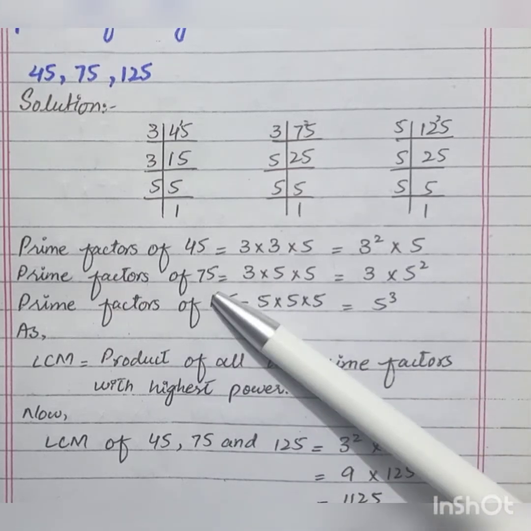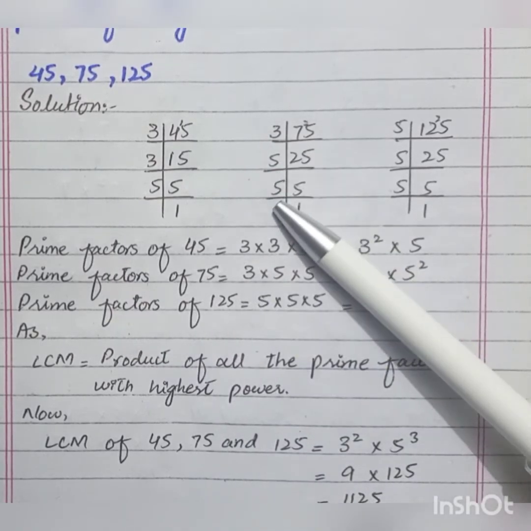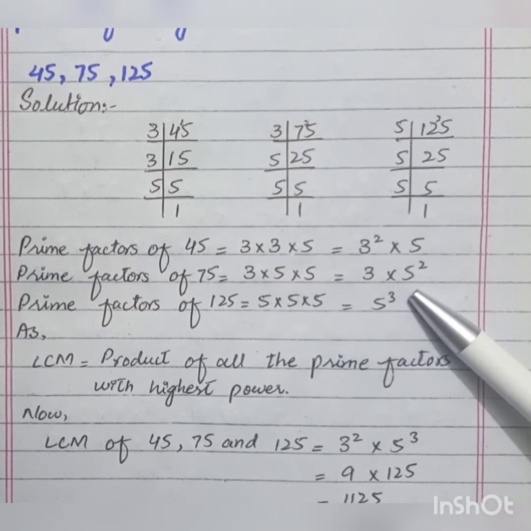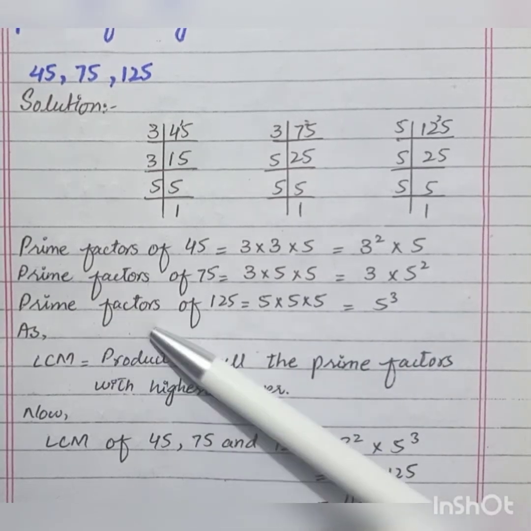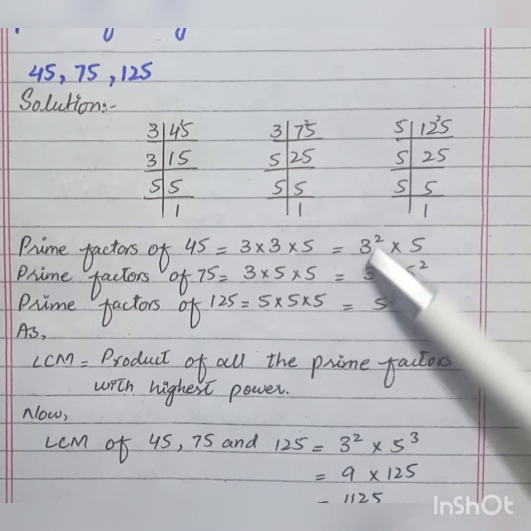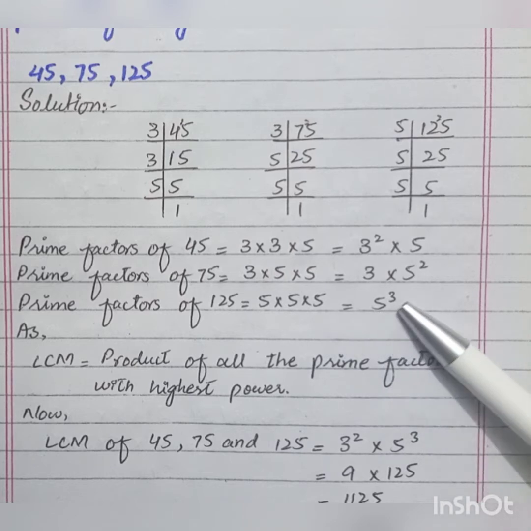Now the prime factors of 75 are 3 multiplied by 5 multiplied by 5. 3 will be as it is, and we can write 5 multiplied by 5 as 5 to the power of 2. Now the prime factors of 125 are 5 multiplied by 5 multiplied by 5, and we can also write it as 5 to the power of 3.